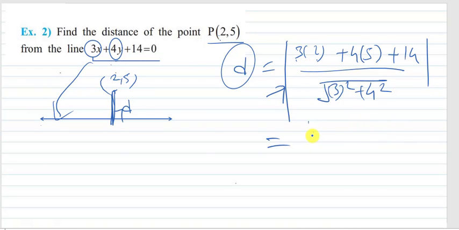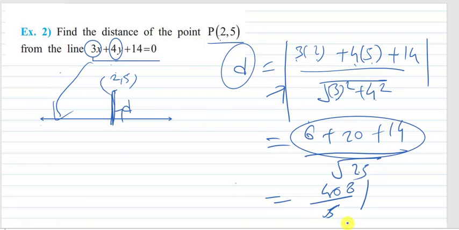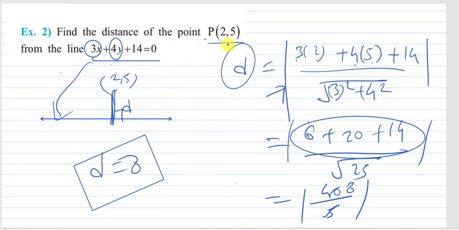3 into 2 is 6, plus 4 into 5 is 20, plus 14, upon the square root of 9 plus 16, which is 25. In the numerator, what I will get is 40, upon the square root of 25, which is 5. 5 times 8 is 40. Mod of 8 will be 8. So my distance is 8. So the distance of the point P 2, 5 from this line, 3x plus 4y plus 14, is 8.